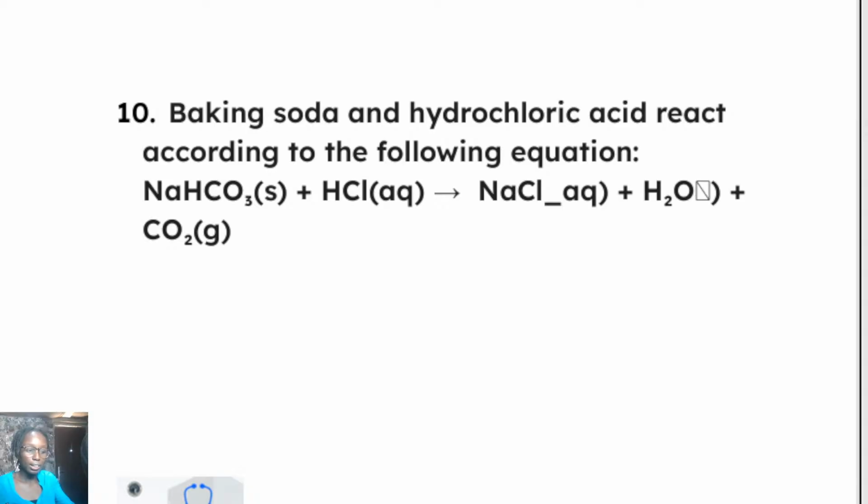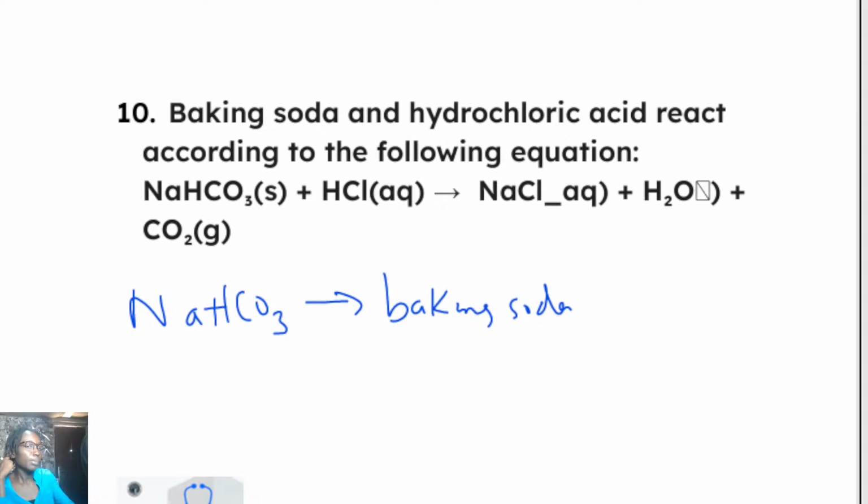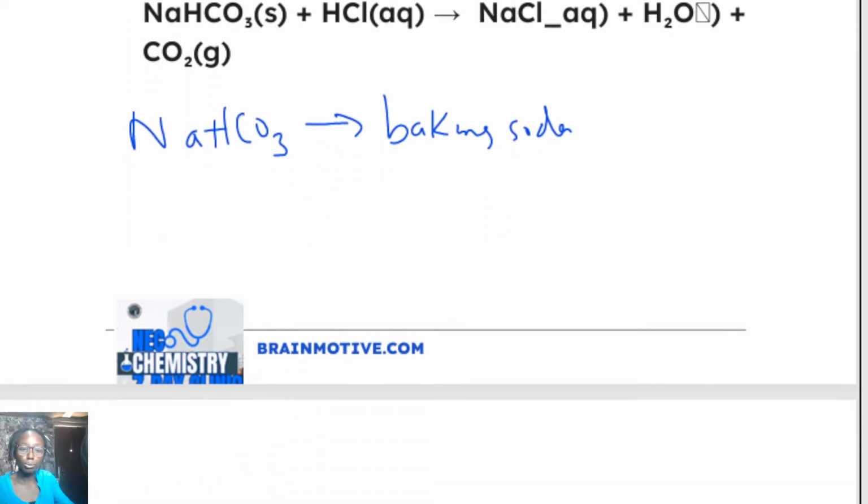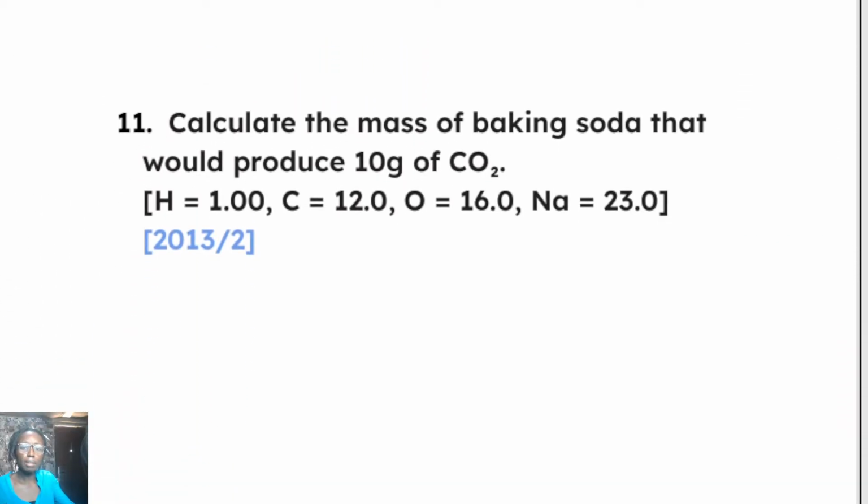Now I think that I'm going to answer one more question. They gave us a question on baking soda, NaHCO3. They said baking soda is reacting with hydrochloric acid, and you get a salt, water, and CO2. Very straightforward. Now they're asking us to calculate the mass of baking soda that will produce 10 grams of CO2. Very straightforward question, but I do need to write the reaction again.